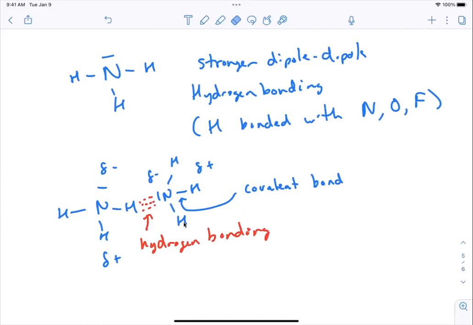Not really. There's nothing that you would talk about to make it stronger. I guess you could talk about which atom, N, O, or F, is with it, but no, you wouldn't have to differentiate between those in an IB exam or anything like that.